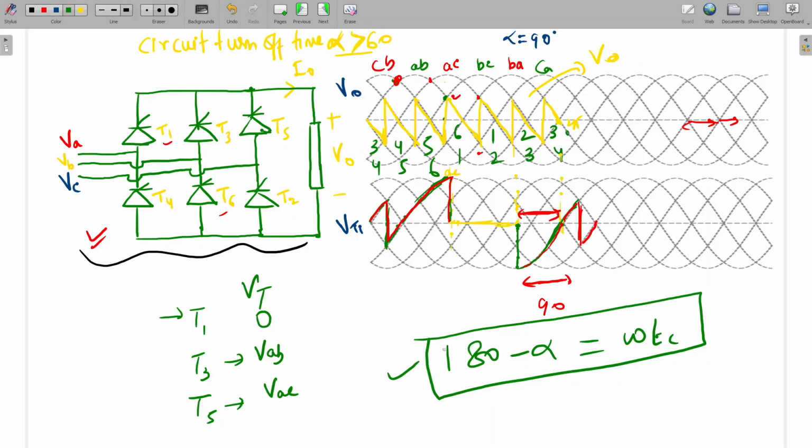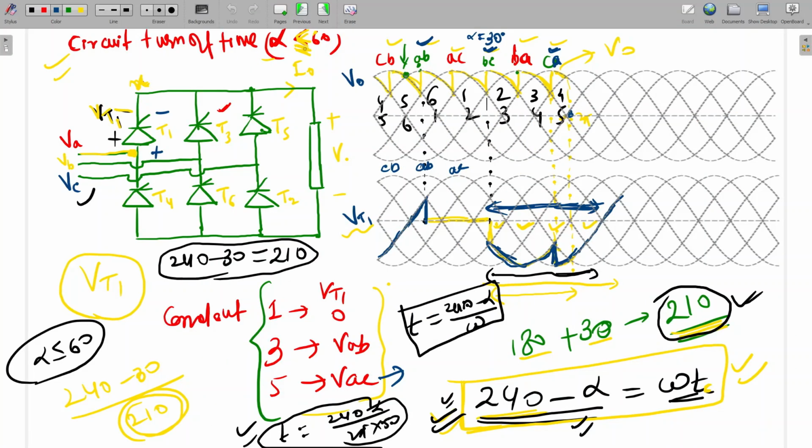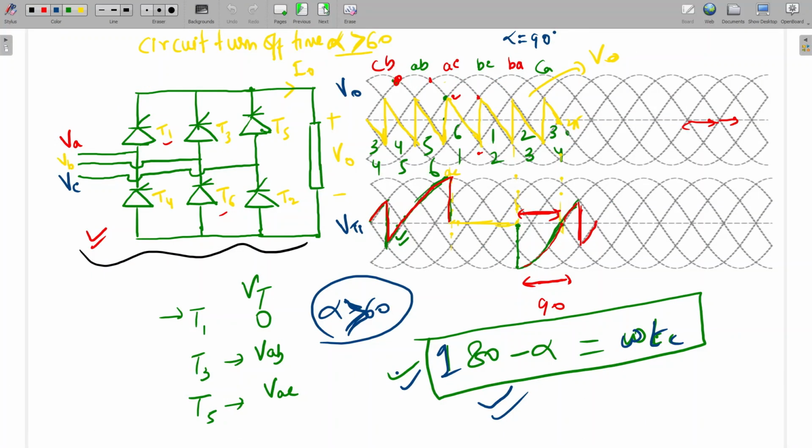Is it clear? Continuous reverse bias. If we make a mistake, we'll consider this one also. That will be wrong. Okay. So for alpha greater than or equal to 60 degree, the standard equation will be 180 degree minus alpha, and this should be equal to omega TC. Is it clear? Yes, sir. Okay. So these two standard equations you should remember. For alpha greater than 60 degree, omega TC is equal to 180 minus alpha, and for alpha less than or equal to 60 degree, this is 240 minus alpha. Okay. So these two you can write.